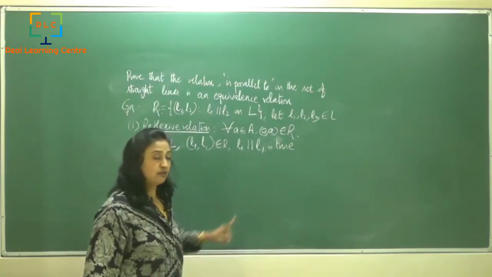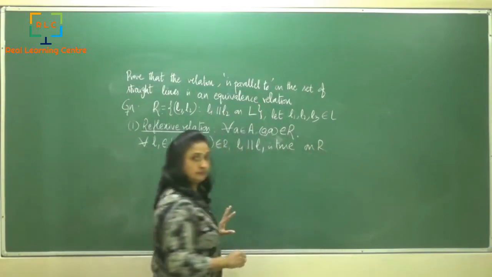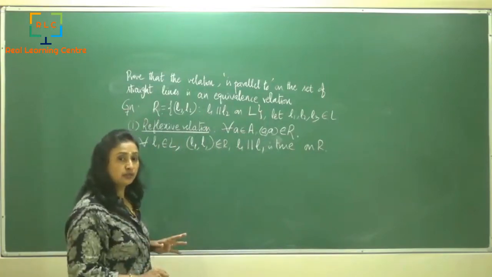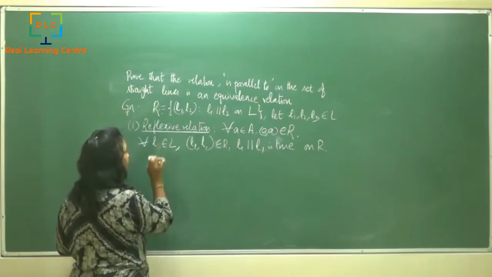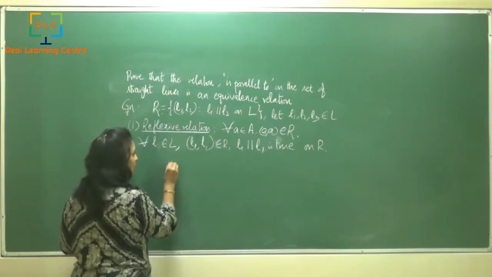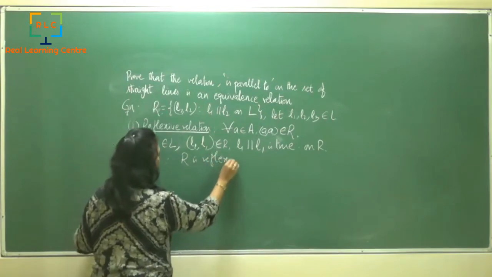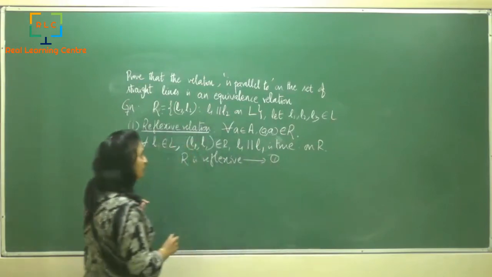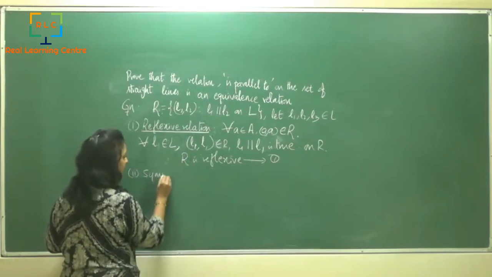L1 is parallel to L1 is true on the relation R. Therefore, it is true for every L belonging to the set of lines L. And now, therefore, R is reflexive. We proved the first property and we'll call it statement number 1. Now I'll go to the second property, which is symmetric relation.